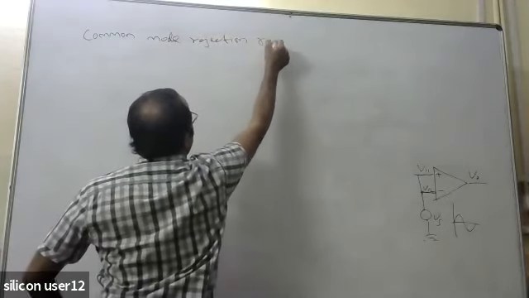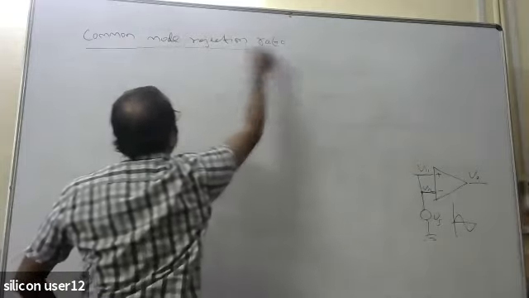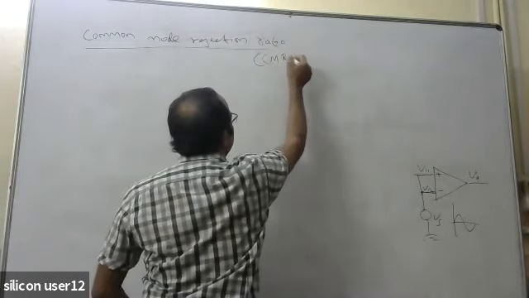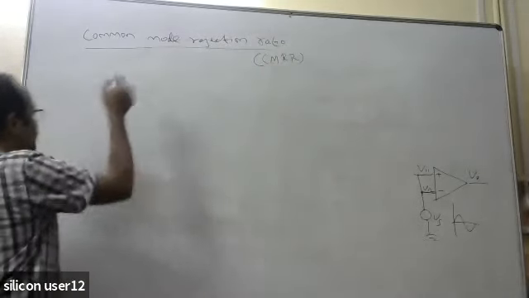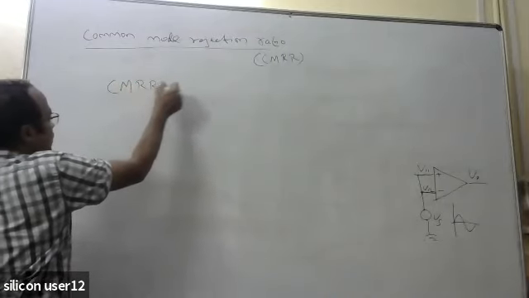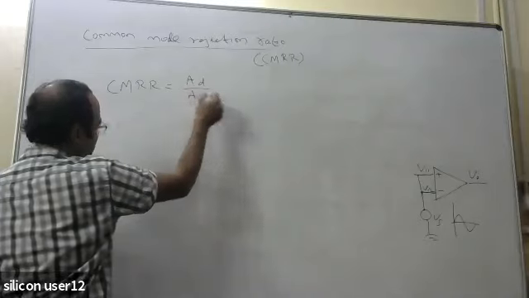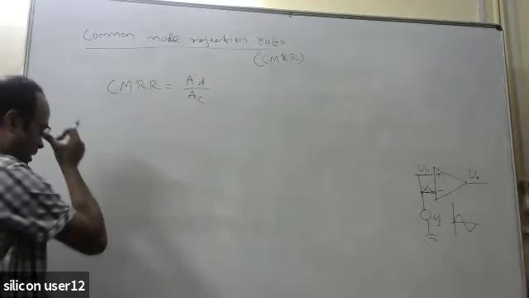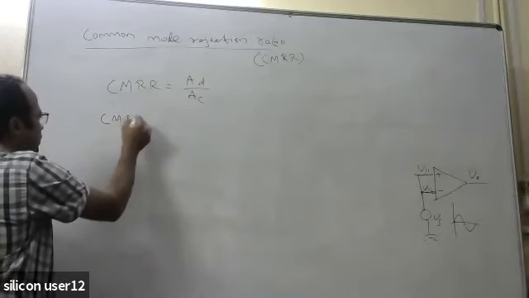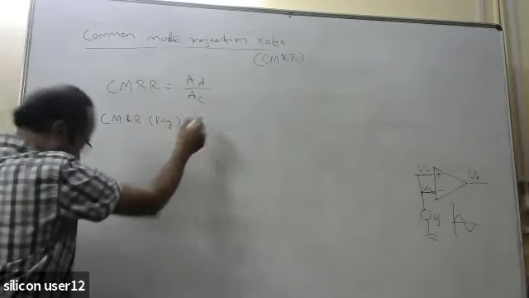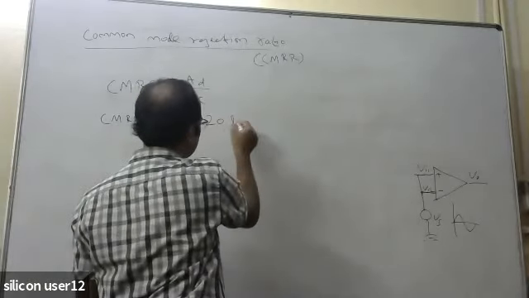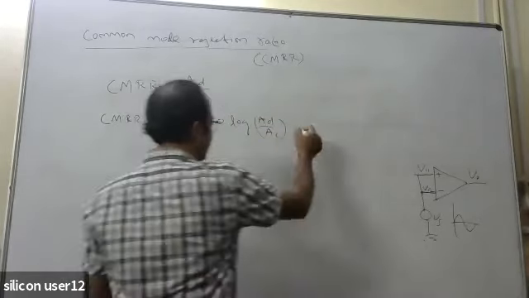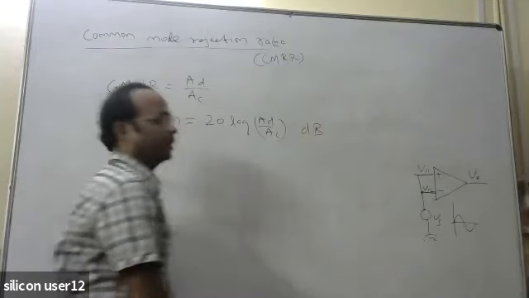Common mode rejection ratio, in short also called CMRR. So CMRR equals AD by AC. And if you want to represent it in the log scale, then CMRR in logarithmic is equal to 20 log AD by AC. That means it is represented in decibel.